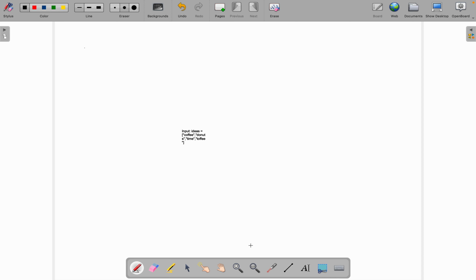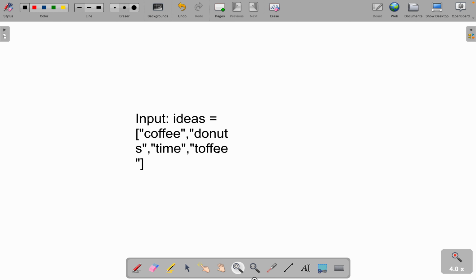So okay, in our problem we are given an array ideas, and we have to form new names. And how can we form new names? We have to find the count of the new valid names, and what are the conditions according to which new valid names will be formed.